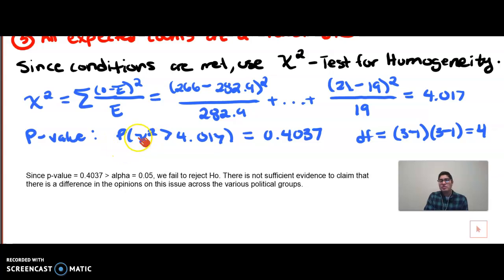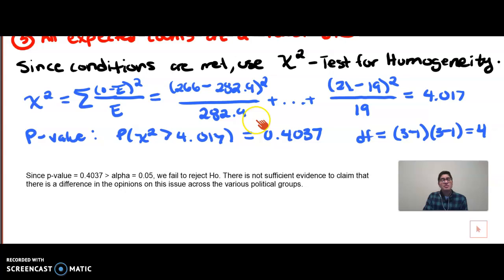Now, my p-value is going to be the probability that my chi-square statistic is greater than 4.017, assuming degrees of freedom 4. And the reason I found degrees of freedom 4 is because I had 3 rows, 3 minus 1 is 2. 3 columns, 3 minus 1 is 2. 2 times 2 gives me 4 degrees of freedom. I obtain a p-value of 0.4037.